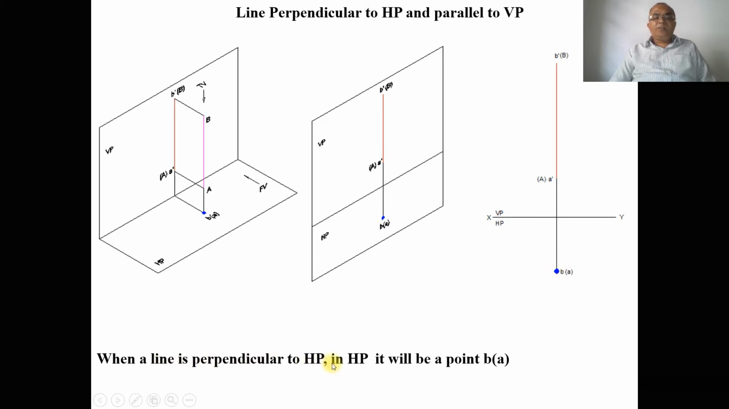When a line is perpendicular to HP, in HP it will be a point. If you look from the top view, you can see B is near to the observer and A dash is away from the observer, so A dash becomes invisible in the top view. So B is visible and A is invisible. Now we will go for the next position.